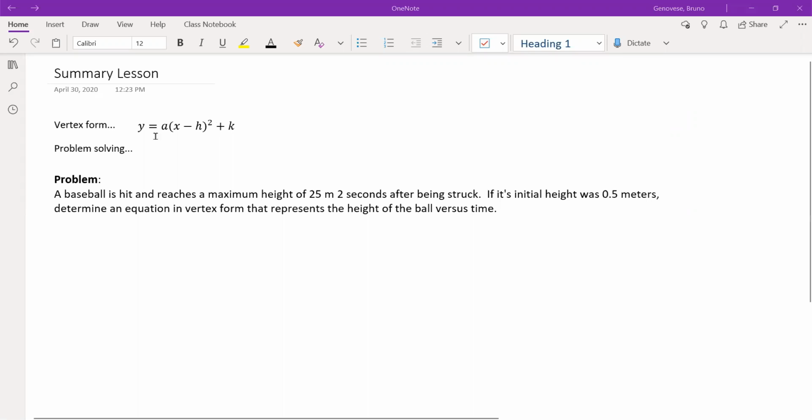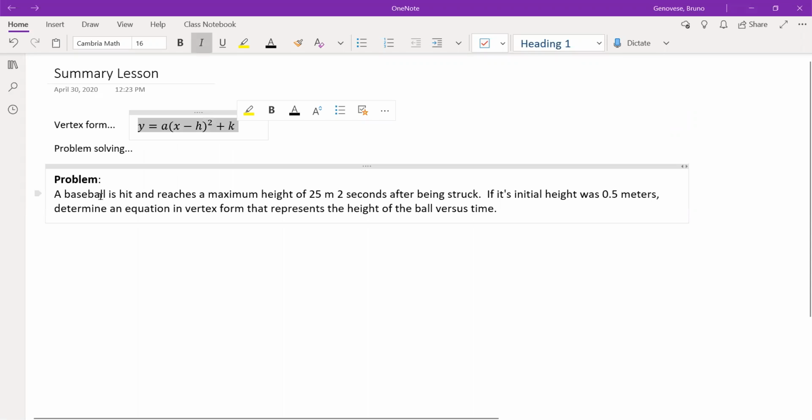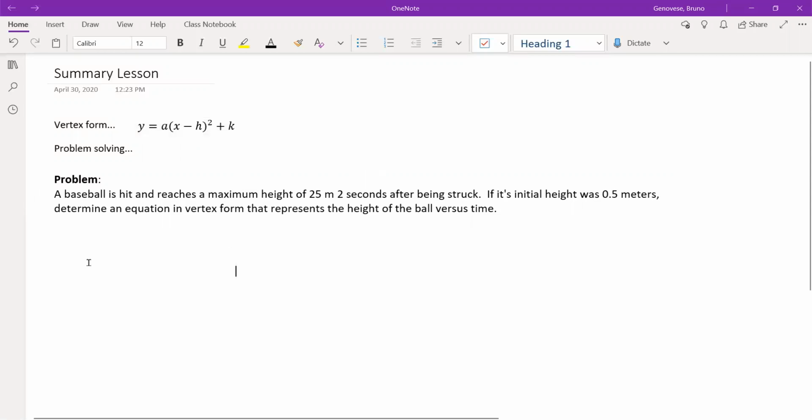So here we've got a sample of what vertex form is in general, and we're given a problem: a baseball is hit, reaches a maximum height, key piece of information, 25 meters, 2 seconds after being struck. If its initial height was 0.5 meters, determine an equation in vertex form that represents the height of the ball versus time.